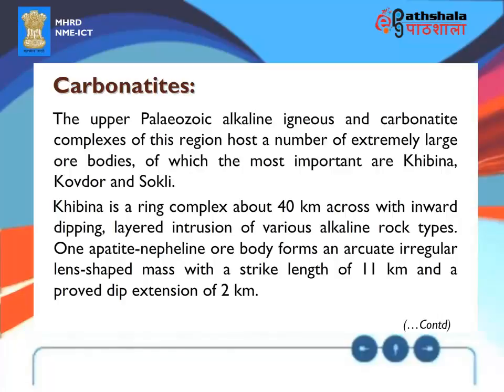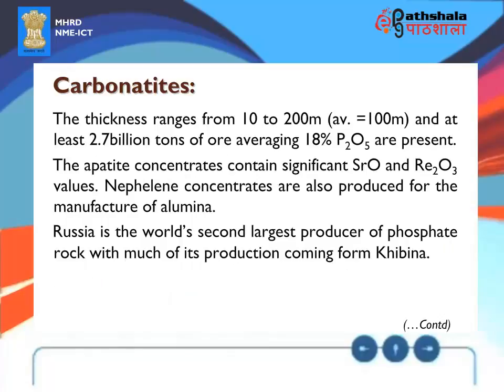Khibiny is a ring complex about 40 km across with inward dipping, layered intrusions of various alkaline rock types. One apatite-nepheline ore body forms an arcuate irregular lens-shaped mass with a strike length of 11 km and a proved dip extension of 2 km. The thickness ranges from 10 to 200 meters, with an average of 100 meters, and at least 2.7 billion tons of ore, averaging 18% phosphorus pentoxide, are present.